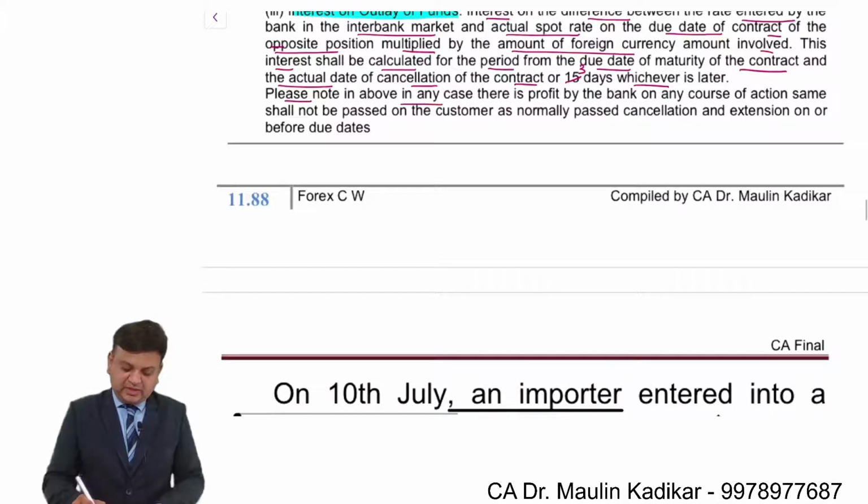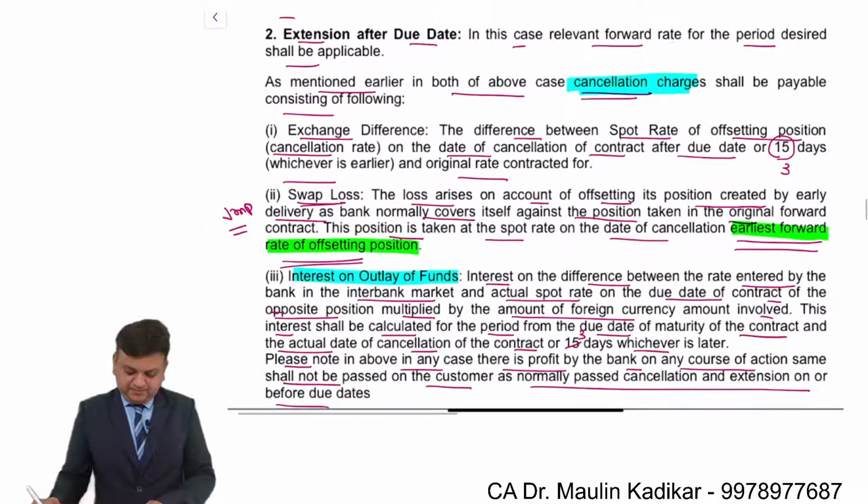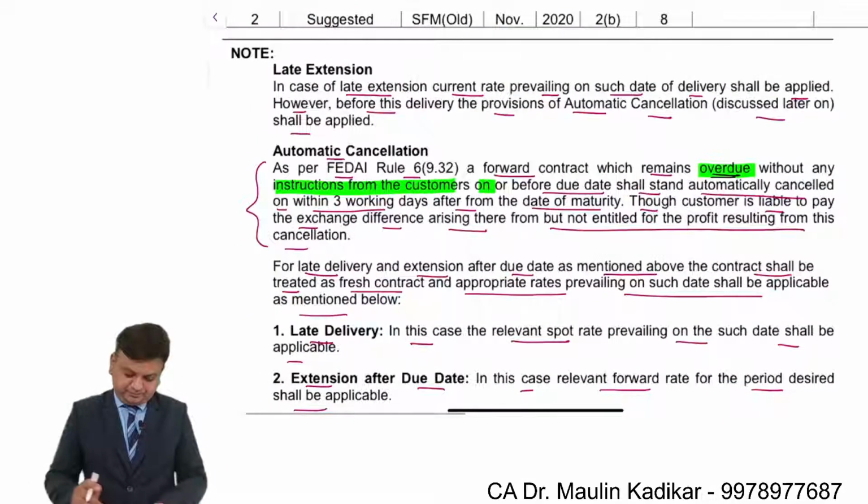Please note, in the above case, if there is a profit by the bank on any course of action, the same shall not be passed on to the customer, as is normally passed on in cancellation and extension on or before the due date. That is what it says.